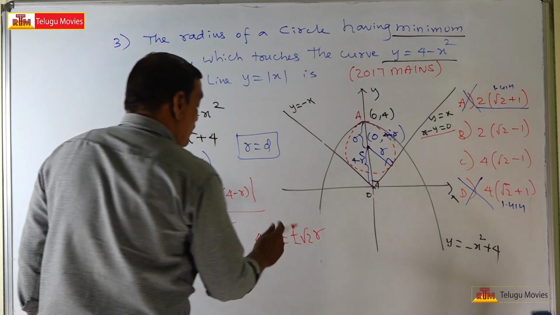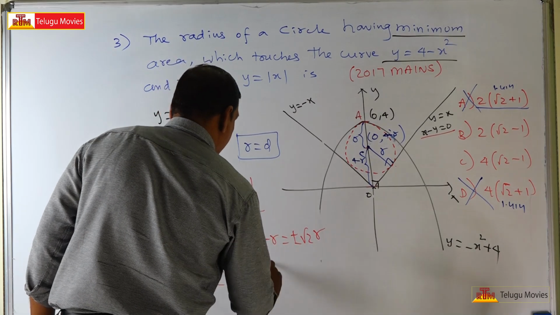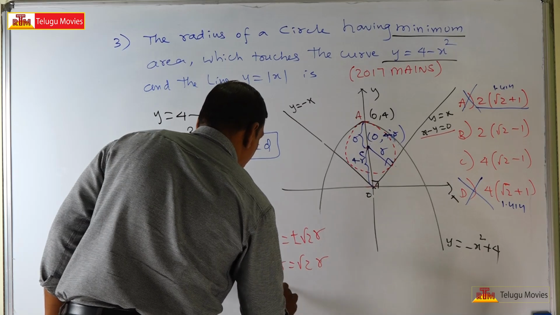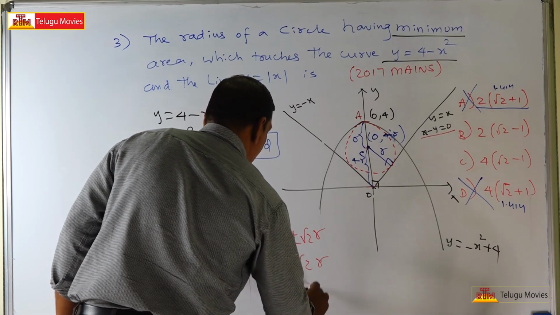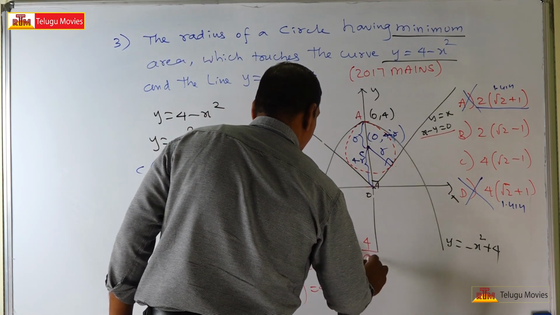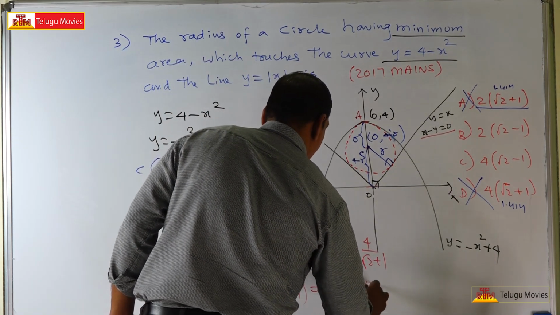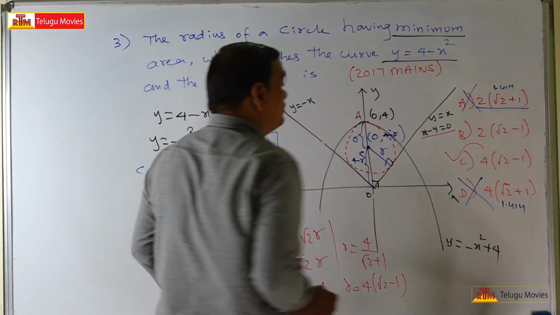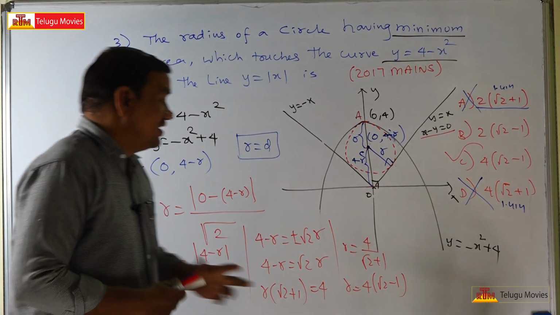Now first you take plus. 4 minus R is equal to root 2 R. Therefore R times root 2 plus 1 is equal to 4. So R is equal to 4 by root 2 plus 1. Therefore R is equal to 4 times root 2 minus 1, which will be your correct answer.